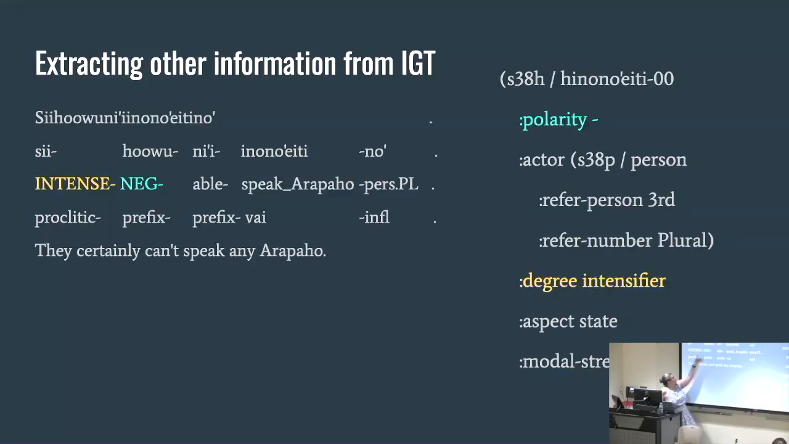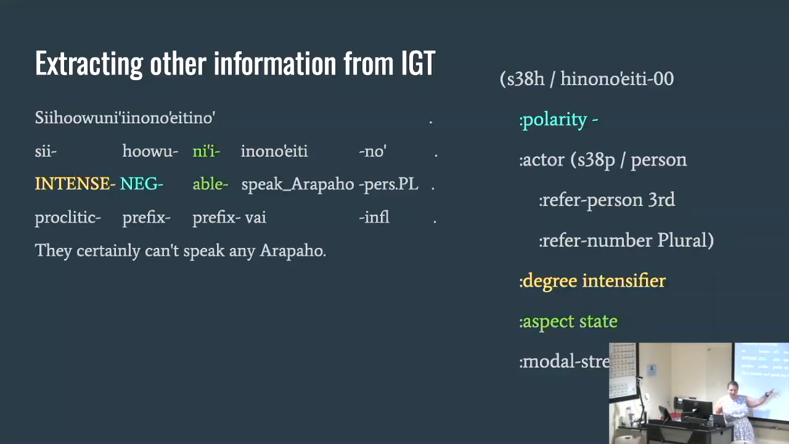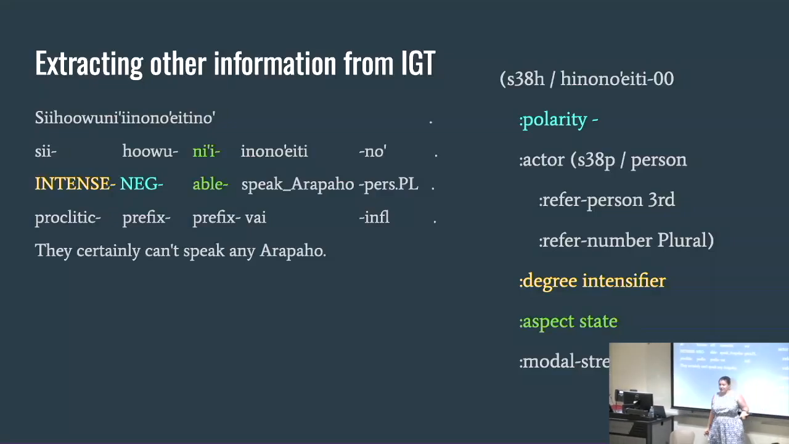We also have an affix that is marked as an intensifier. So we can add a degree attribute to the graph. And we have a particular prefix that lets us derive a potential aspect value of state, that this is a stative predication. Again, these are all best guesses. It's a first pass annotation, but it saves a lot of annotator time.